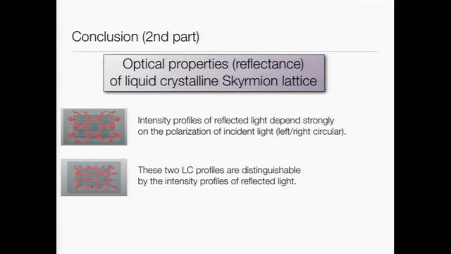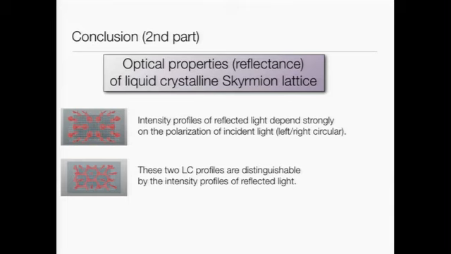Okay. Now, let me conclude my talk. In the second part, the optical properties of the liquid crystalline Skyrmion lattice were numerically calculated. We found that the intensity profile of the reflected light depends strongly on the polarization of the incident light. Here, polarization means left circular or right circular. We also found that these two liquid crystalline profiles are distinguishable by the intensity profile of the reflected light.